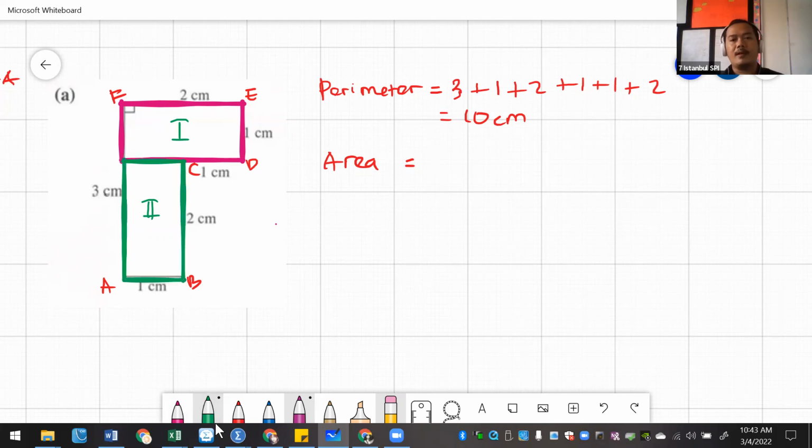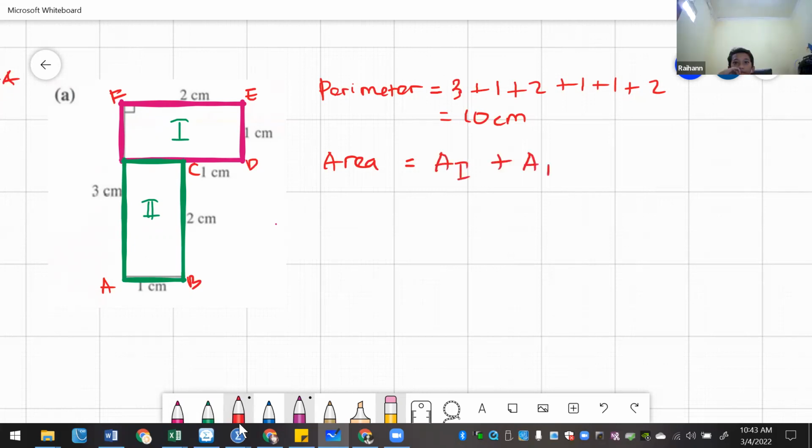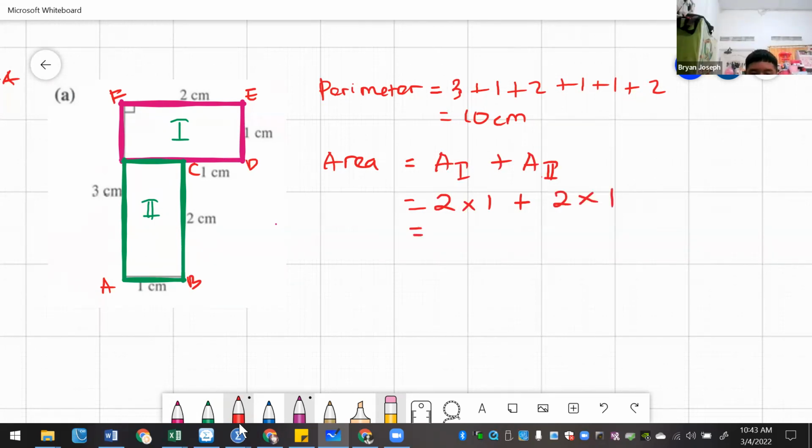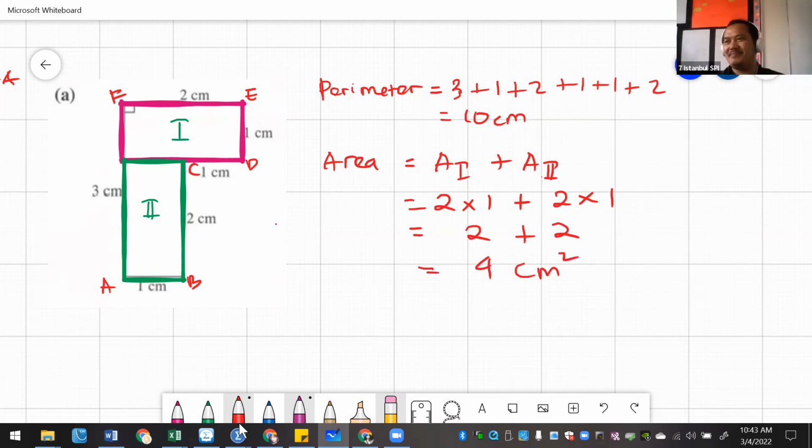Okay, now I'm going to go to Raihan. Raihan, what is the area of the first shape? 2 times 1. Okay, very good. Now I'm going to go to Brian. Brian, what is the area for the second shape? 2 times 1. Okay, very good. Again, 2 times 1 is just 2. So 2 plus 2 equals 4. That's it, right? Centimeters squared. Okay, easy, right? Easy peasy.